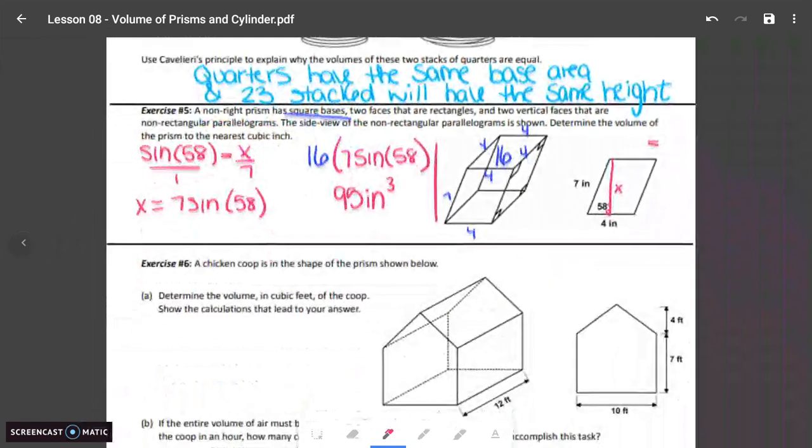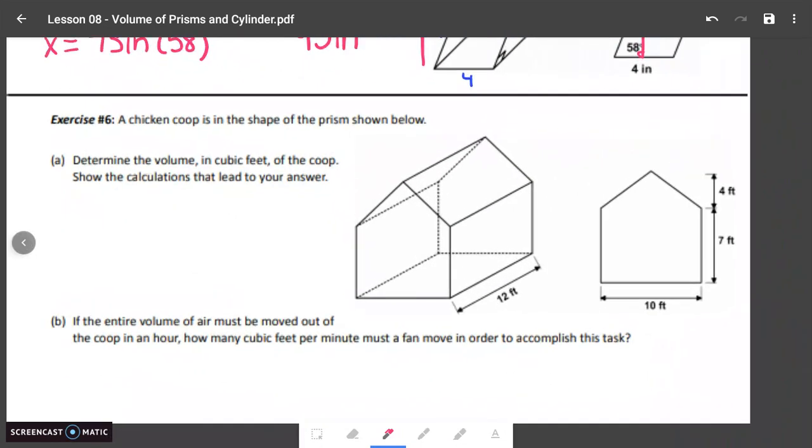Okay, last one. So we have a chicken coop in the shape of a prism below. Determine the volume in cubic feet of the coop and show your calculations. Now, in this case, I would break it up. Find the volume of this rectangular prism and then this triangular prism. So I'll pause the video and try that, and then we'll come and regroup in a moment.